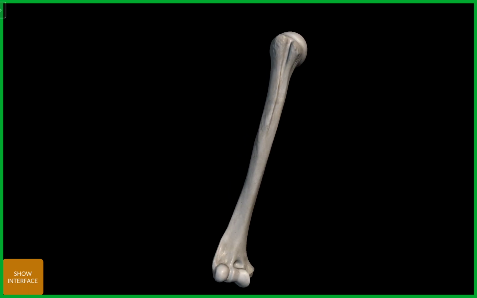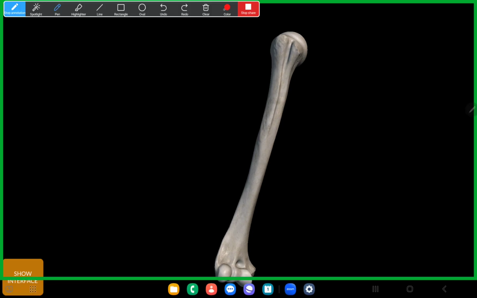Here, in the anterolateral surface of the humerus, in the upper end, this area is roughened. We call it the deltoid tuberosity. This area is roughened because of the insertion of the deltoid muscle.